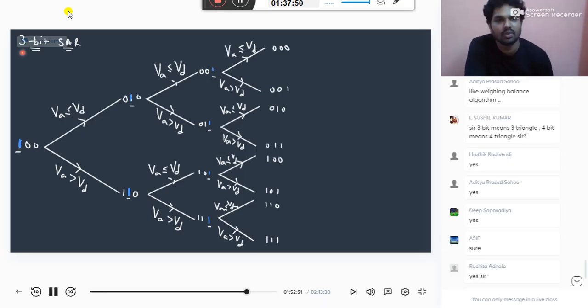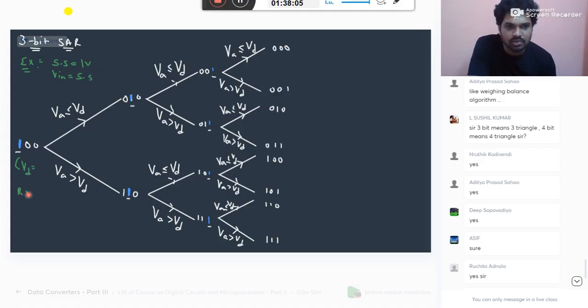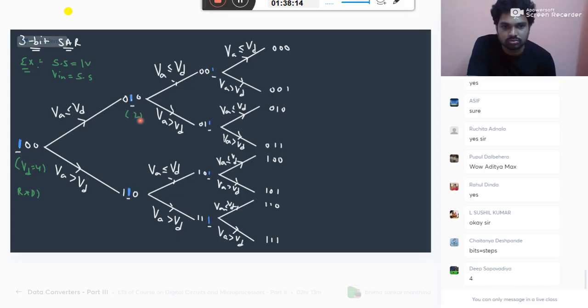Let's take an example where the step size is equal to 1 volt and your input is 5.5. So what is VD here? Resolution into decimal equivalent is the formula. Resolution is 1, the step size, and the decimal equivalent is 4.